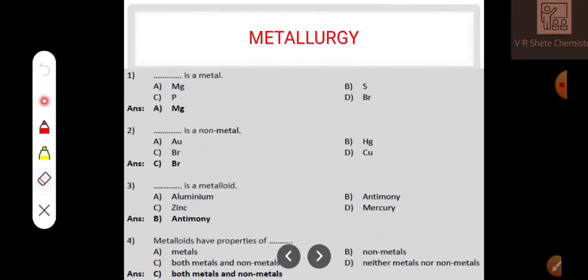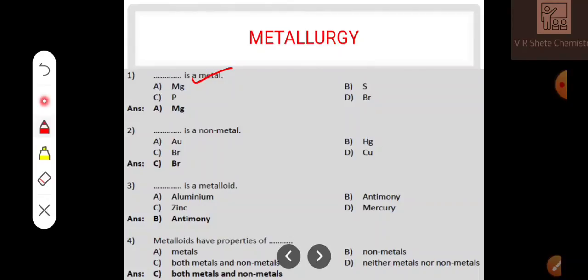Next, the second chapter, metallurgy. Out of the 4 elements, which is a metal? Magnesium is a metal out of the 4 elements. Sulfur is a non-metal, phosphorus is a non-metal, bromine is a non-metal. Which is a non-metal? Aurum is a metal, mercury is a metal, bromine is a non-metal, copper is a metal.